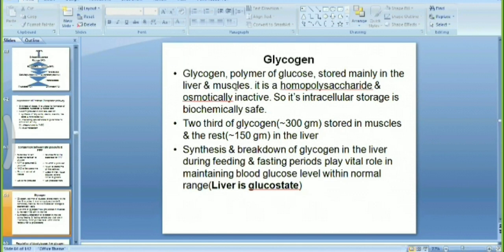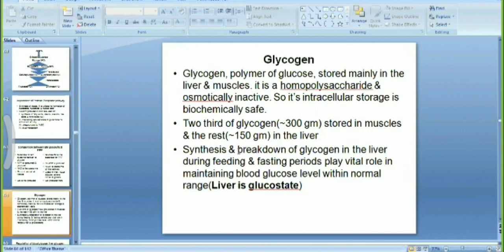Two-third of the glycogen is stored in muscles and one-third is stored in liver. Is it clear? This liver glycogen is very important in the maintenance of the blood glucose level. Muscle glycogen cannot participate in the maintenance of the blood glucose level, but it can serve as a source of energy.